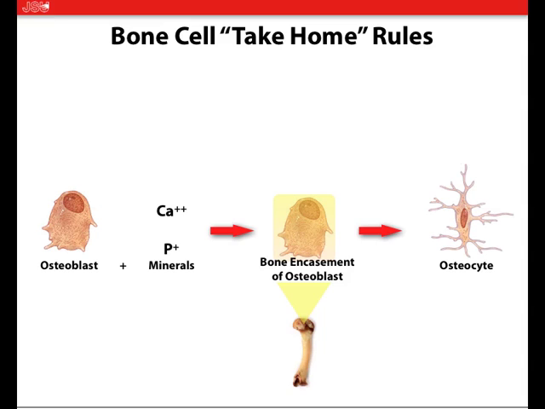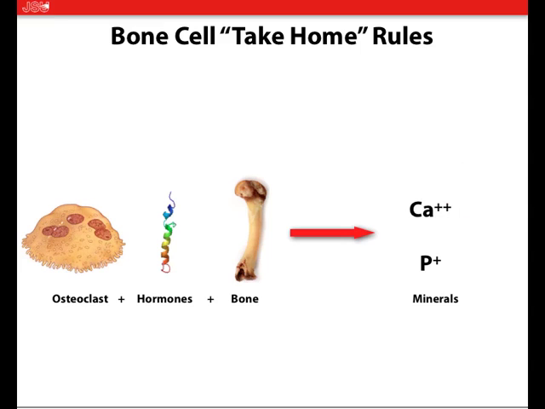I let that osteoblast make its bone all day long. I let it encase itself in a shell of bone. What do I get? I get an osteocyte. It's locked in all the bone it's made. Osteoclast, it's going to break down bone. I give it some hormones, in this case parathyroid hormone. Give it some bone, it's going to eat away that bone, and I'm going to get free calcium and phosphate.